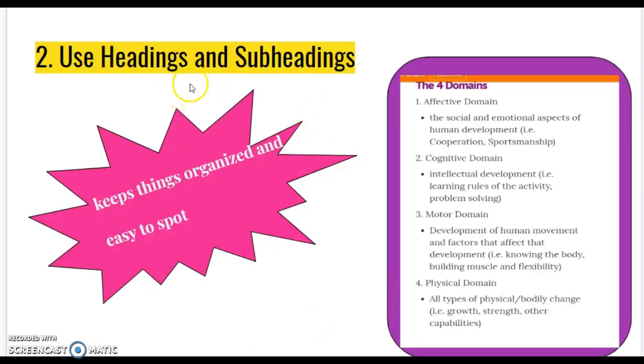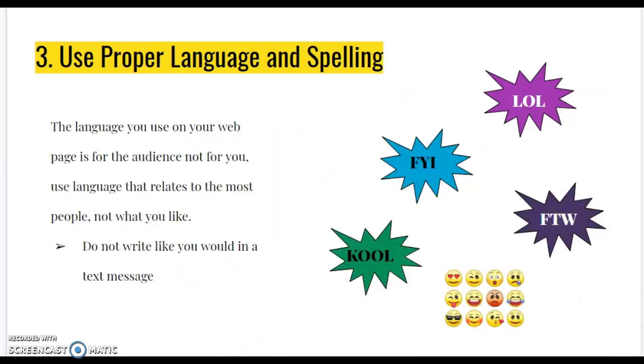Number 2 is using headings and subheadings to keep my web page organized. I used purple as most of the headings and numbers or bullet points as the subheadings. So here for the 4 domains you have the affective domain, cognitive domain, motor domain, and physical domain, and their descriptions following their numbers.